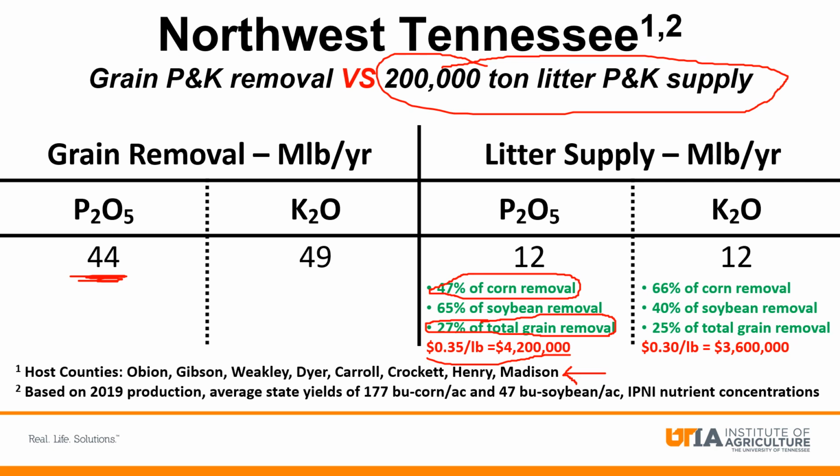In the case of potassium, it'd be 25% of the total grain removal can be replaced with broiler litter, and the value is again somewhere around approximately $4 million that would be added to the local economy. And it's likely that these nutrients, along with the nitrogen that was discussed in the prior slide, could be purchased at a reduced cost versus commercial fertilizers.